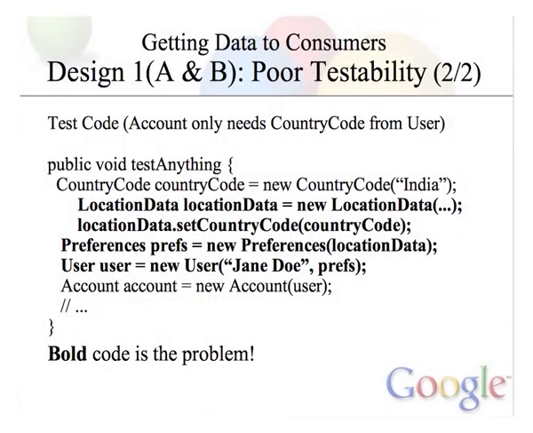What that looks like in practice is we've got a test where we've got an account and it needs the country code, but it also needs to get it out of the user. So we have to make a country code, a location data, install the country code in the location data. Then we have to make the preferences because the location data is part of the preferences. Then we have to make the user and install the preferences in the user. Finally, we can give the user to the account. And all of this just so it can do that dotted digging out of this data to get the country code. And we tend to see this kind of code in tests repeated over and over again.